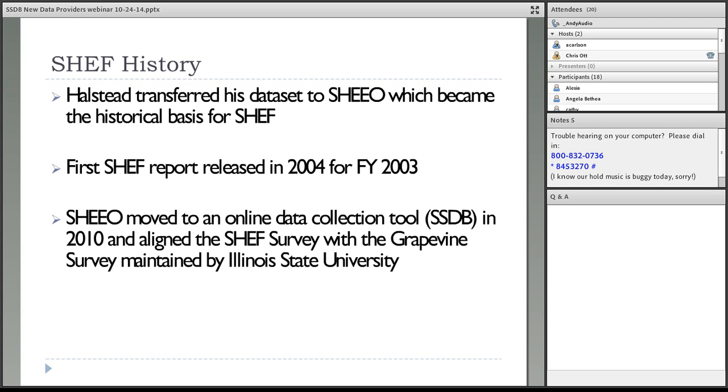And then a little bit more history, because the Grapevine survey comes in. So in 2010, we created the online data collection tool that you guys have seen, and is what we're going to focus on for a lot of today, the SSDB. In 2010, that's when we created that, and then we aligned the SHEF survey and the Grapevine survey. I remember before that, as a data provider for SHEF working at a Department of Higher Education, I would get 2 separate requests, and so it was decided that since they were pretty similar, we would combine them.